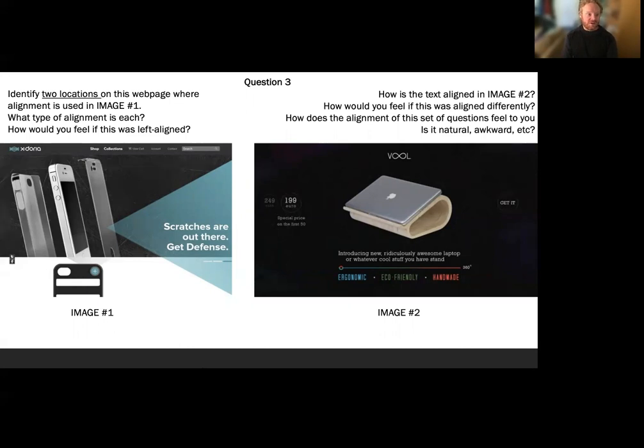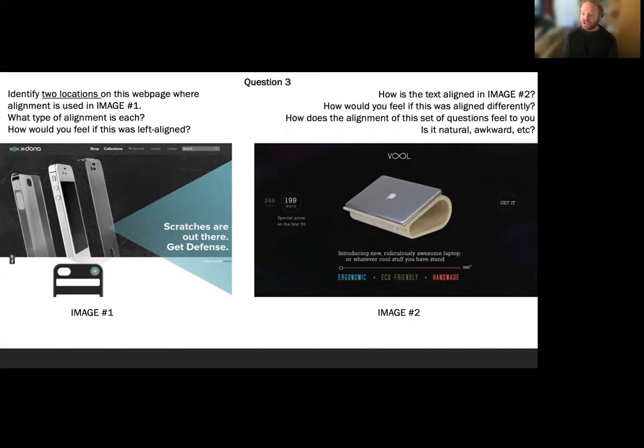So this is question number 3. Identify 2 locations on this web page, the one below, where alignment is used. We'll call it image 1. What type of alignment is each? How would you feel if this was left aligned? Where it says scratches out there, get defense, what if that was left aligned but stayed in the same spot on the web page? How would that feel? What would change about the look of the page?